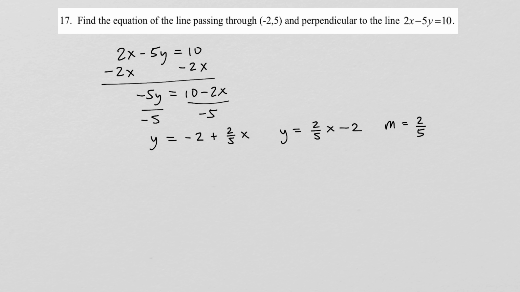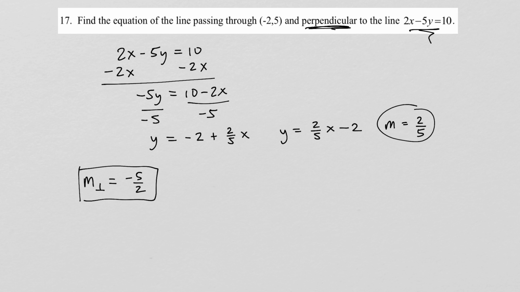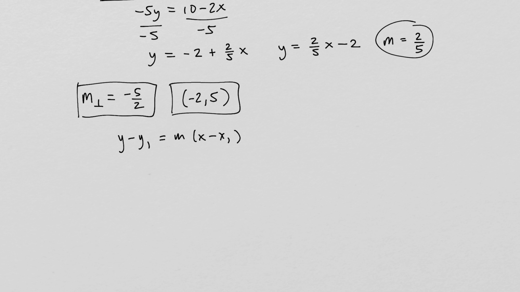But remember, we're looking for the equation of the line that is perpendicular to this line. So the slope of the line that we're interested in, which I'm going to call m perpendicular, has to be the negative reciprocal of 2/5, and that is -5/2. So the slope of our line is -5/2, and it's going to pass through the point (-2, 5). And so now we can just use the equation of a line. I like this formula, and we're just going to plug these things in.